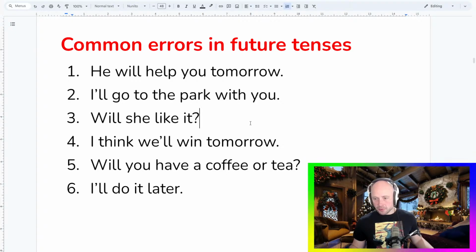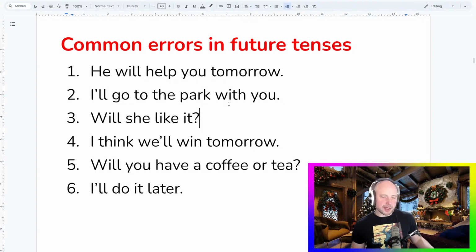Daisy, Rich number 2, what about I'll be going? Yeah, it's fine. It's fine, Daisy. Yeah. Who will be going to the park with me? I'll be going to the park with you. Yeah, it's okay. It is okay.